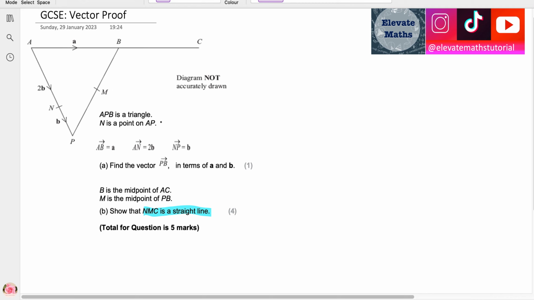N is a point on AP, it's already labeled. Vector AB is A, that's also labeled, and AN is 2B and NP is B, which is already labeled in there. Any vectors that's not labeled in the diagram, we would go on and annotate it.